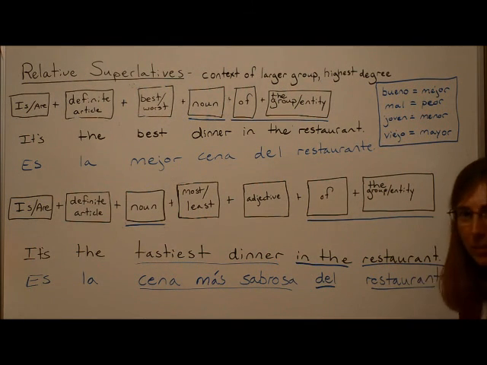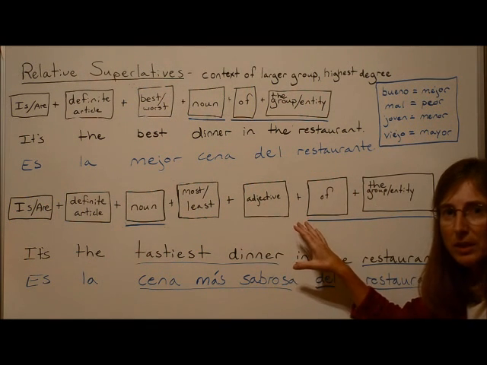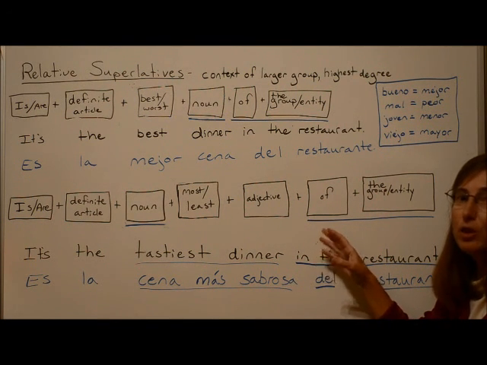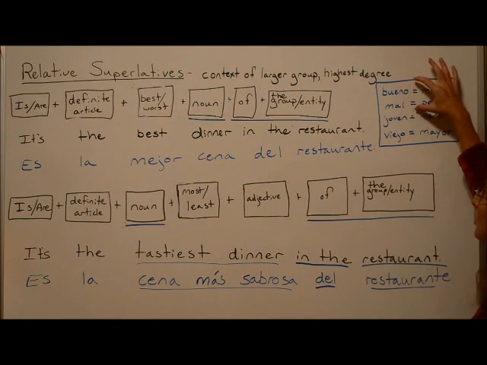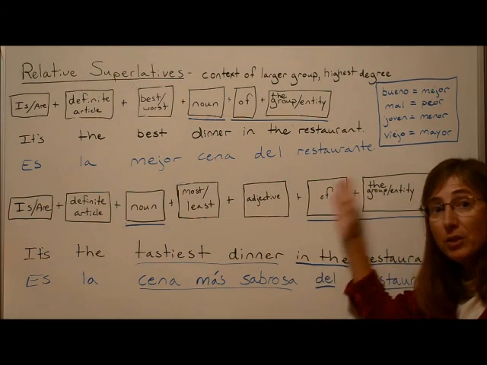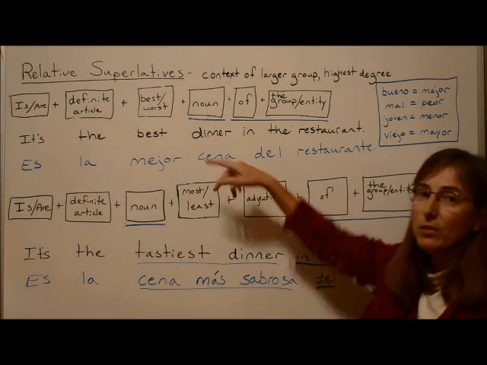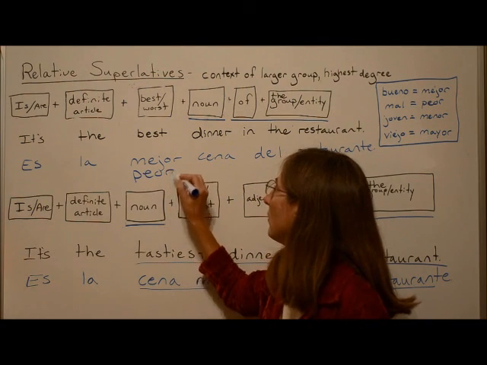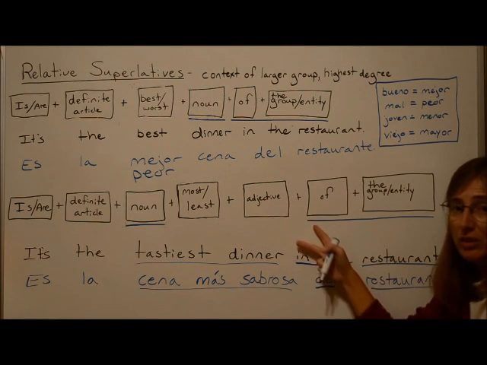Now, there are some irregulars. With this construction, with the "est," we wouldn't say in English it's the goodest or the baddest. And the same in Spanish. You would not use bueno or malo or mal with this construction. You're going to use mejor or peor, best or worst. Okay? So with bueno and mal, you don't use this construction.